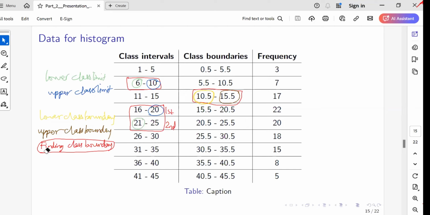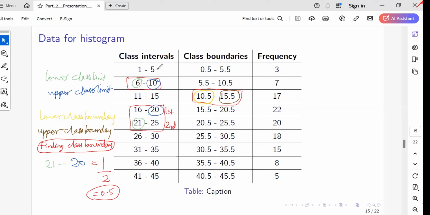So I'm going to take the upper class limit of the first one out of the lower class limit of the second. So I'm going to have 21 minus 20. And that's giving me 1. Then I divide it by 2, which is 0.5.